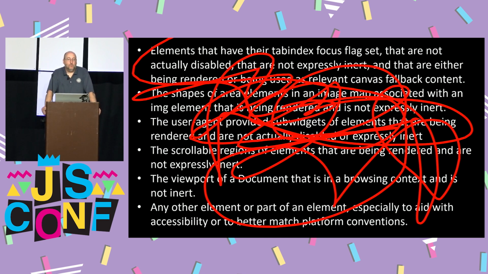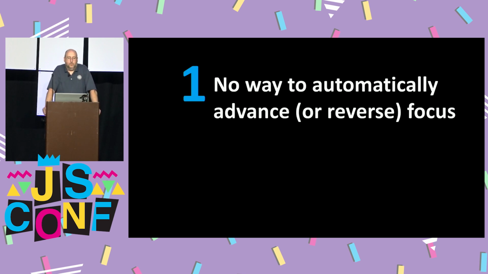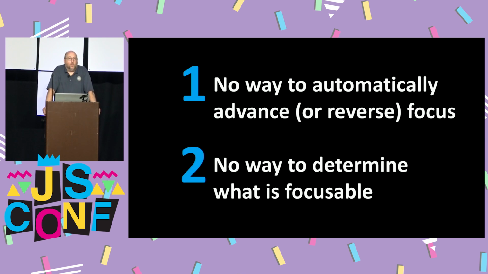Smarter people have tried to do this, and every single time they try, they get it wrong. So essentially, we have two problems that I mentioned, right? We have no easy way to programmatically advance the focus or programmatically move the focus backwards. We also have no easy way to determine what can receive the focus, what is focusable, if we wanted to walk the tree. And the really annoying thing about these two problems is that internally in the browser, both of these problems are already solved. This is just not exposed.